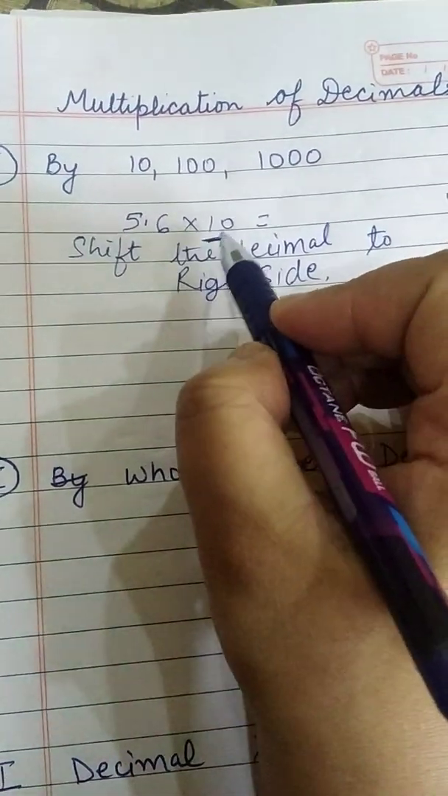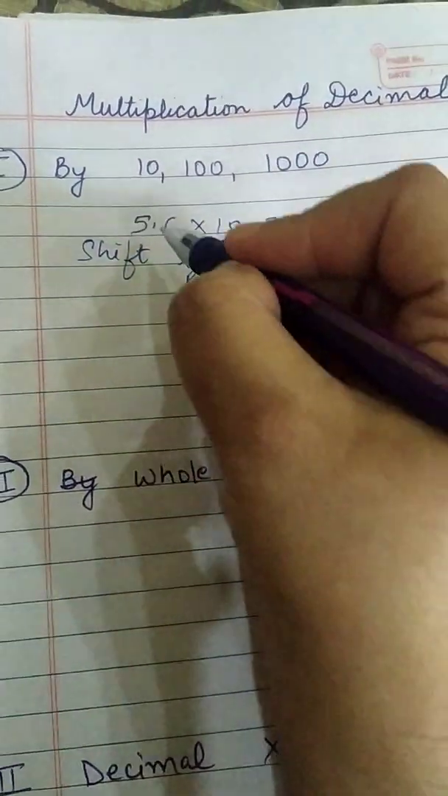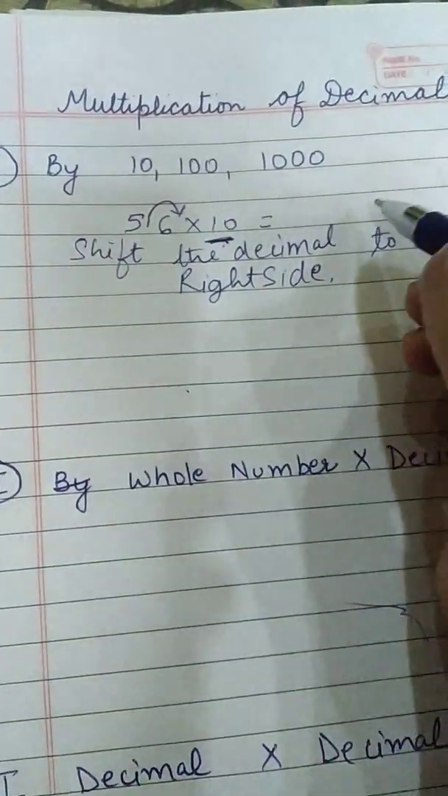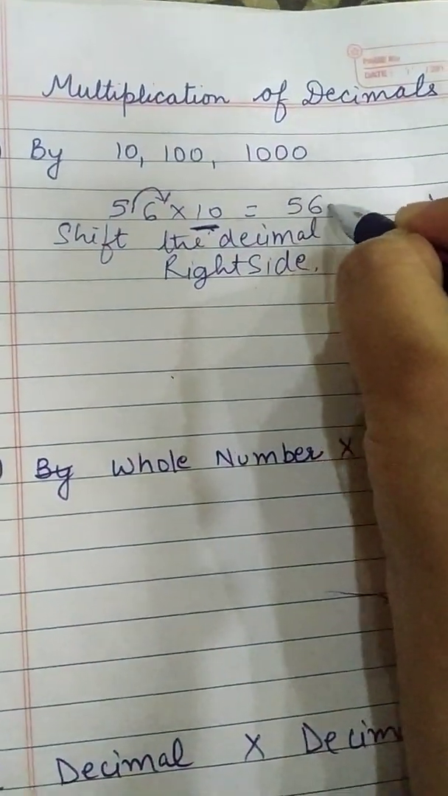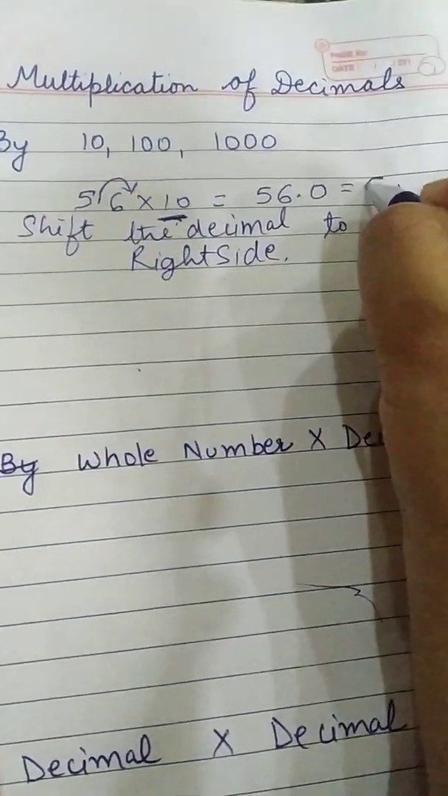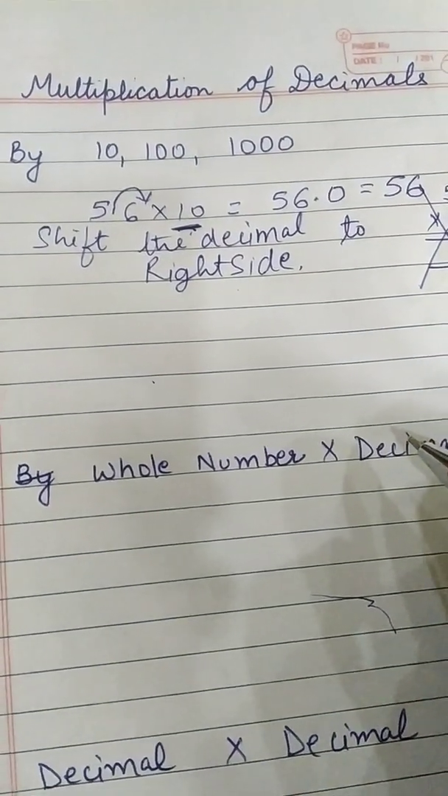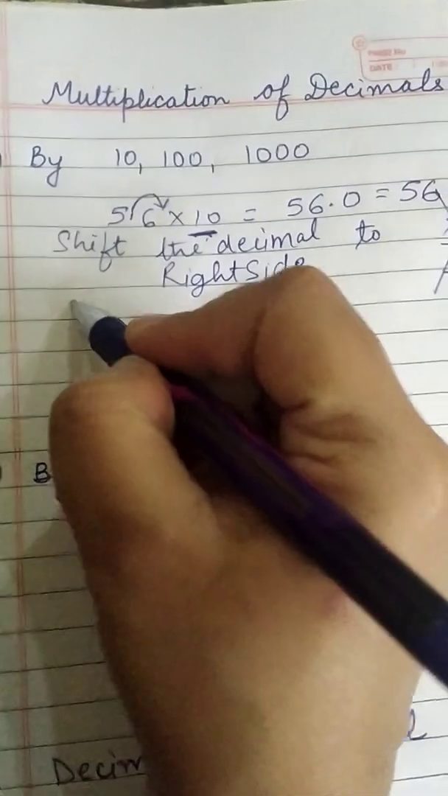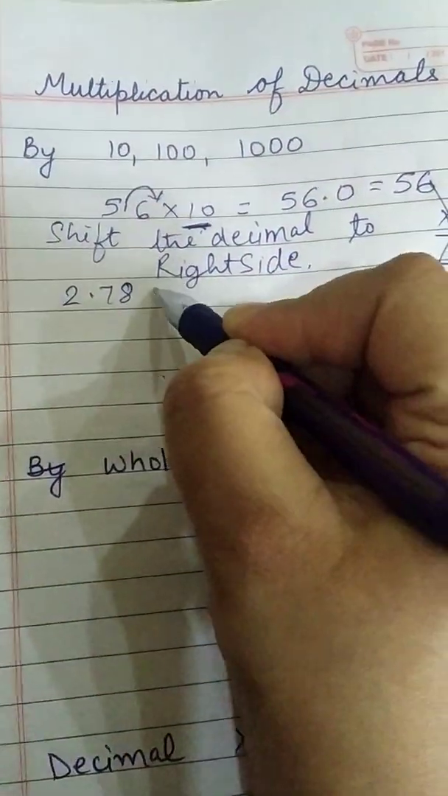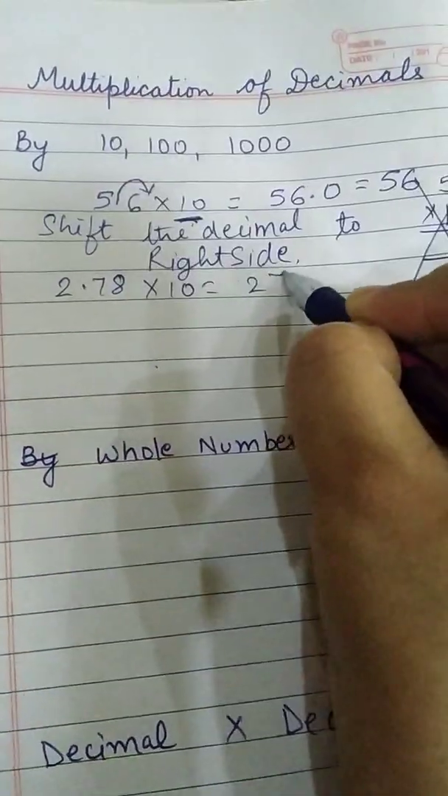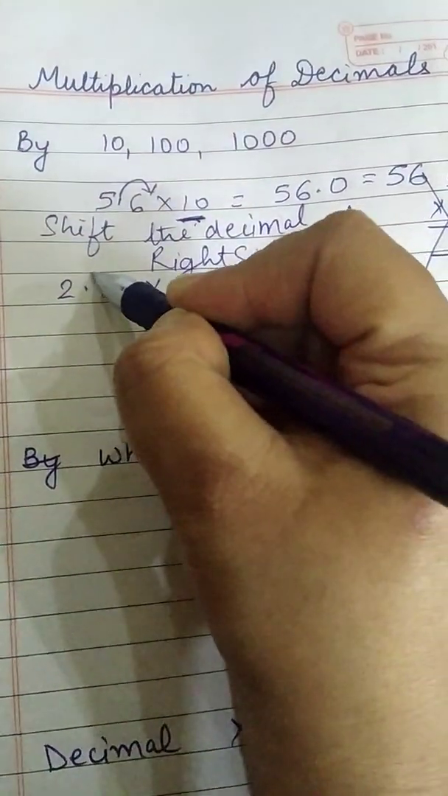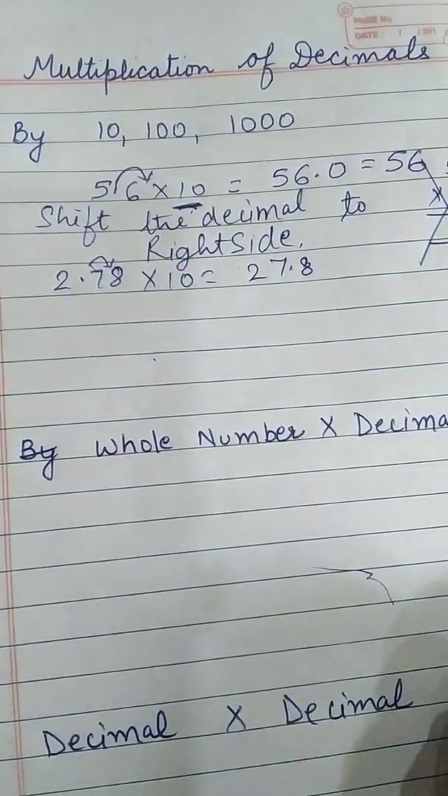If it is 10, we are having 1 0, so the decimal will be shifted only once. So, it will become 56.0. That will be 56, because 0 in the end has no value. If I give you 2.78 multiplied by 10, it will give you 27.8. Only one place I am shifting because we have 10.